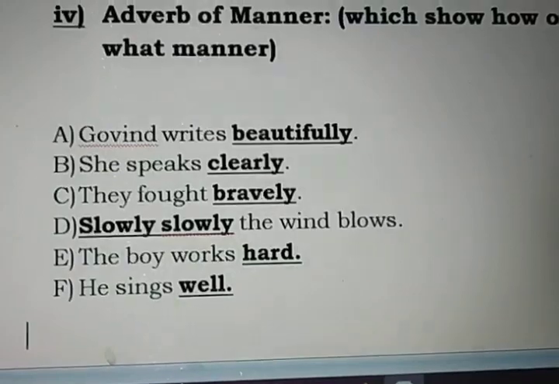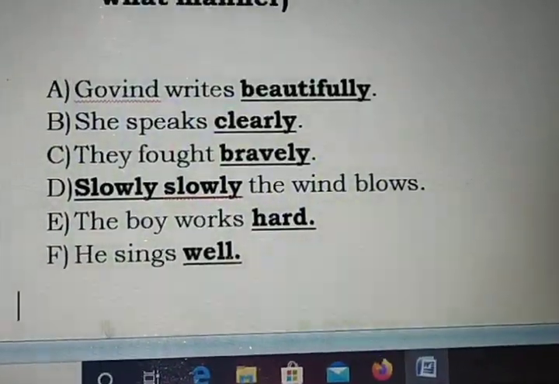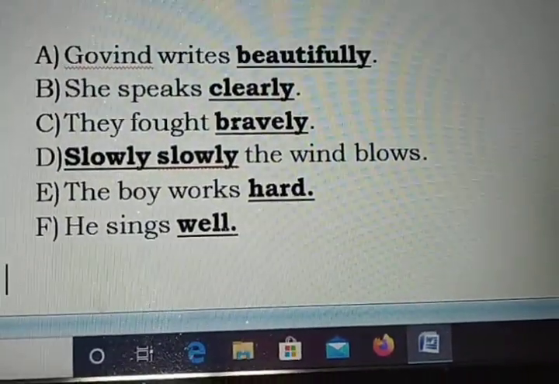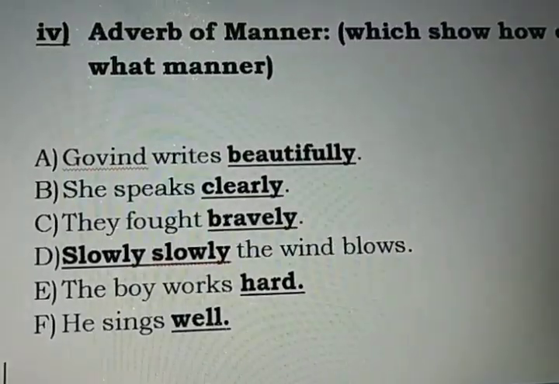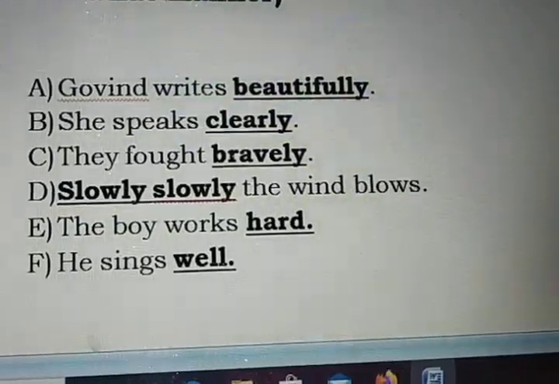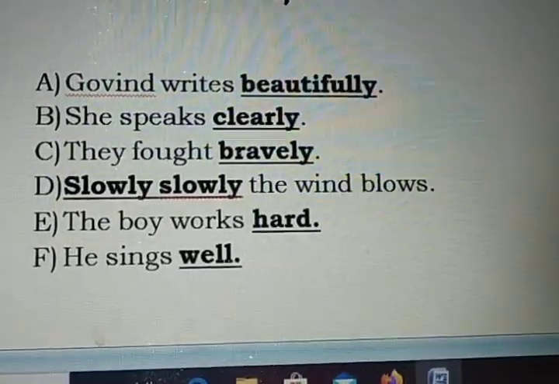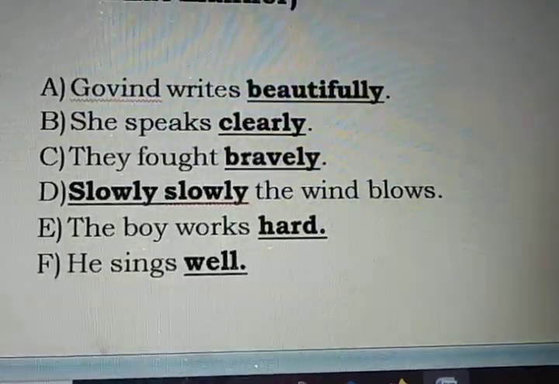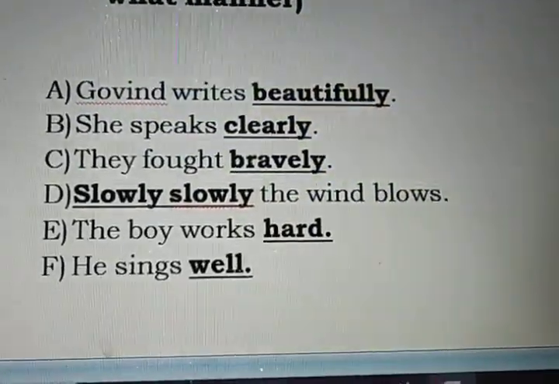In the first sentence, Govind writes, but we want to know how he writes. He writes neatly or beautifully. So the word beautifully is your adverb. Here she speaks. Then if you ask in what manner, means in what way she speaks, the word is clearly, that is the adverb. They fought. If you ask how they fought, the answer is bravely. So bravely is your adverb of manner. Same thing, the wind blows. How does the wind blow? Slowly and slowly.